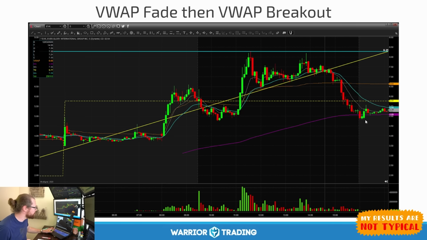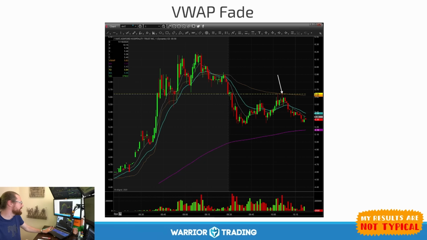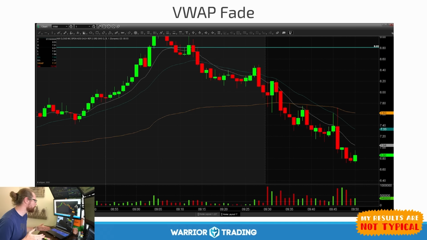So being able to see the VWAP, the volume weighted average price, it does take some time with any indicator to learn how to read it, but this is a fairly simple one to learn how to read because these levels are so clear. The stock is either above it or below it, or it's coming up to it for a fade off of it, or it's coming up to it for a possible break through it.